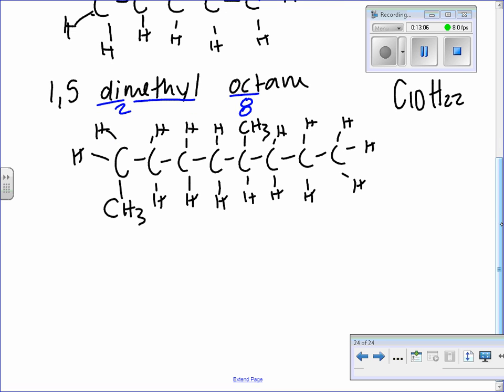Alright, so there's all your organic nomenclature. Just make sure you know the prefixes and how to find how many hydrogens. And if there is an ol at the end, that's going to be an alcohol functional group, so you're going to add an O to the end of your formula.